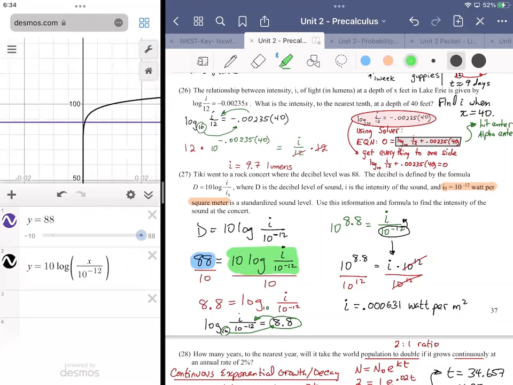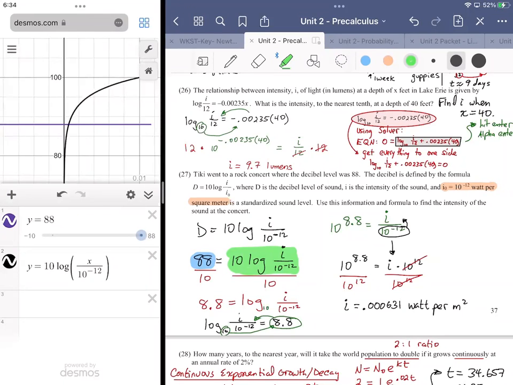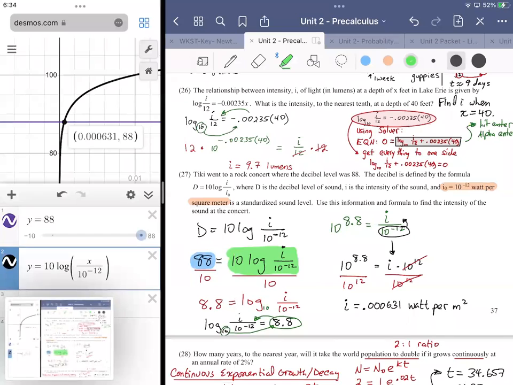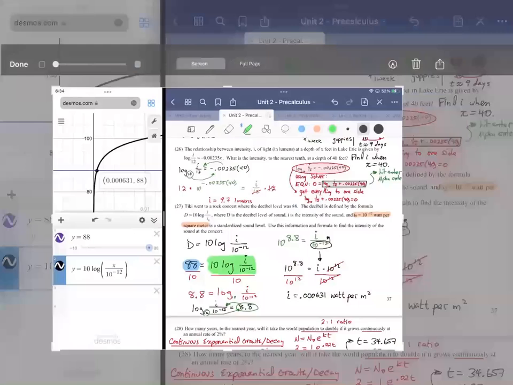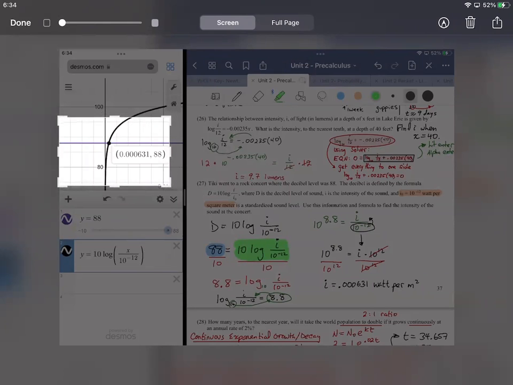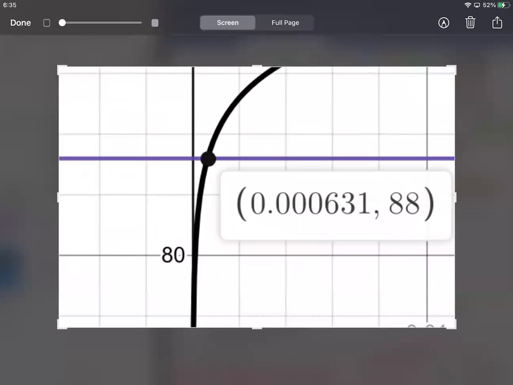Right, I can almost see that intersection. If I zoom in more, I can see it. Tap, tap again, and we get our 0.00631. All right, so you've got to kind of wrestle around with it a little bit. Good looking graphs, I'm going to keep it. But you'll get there. It's just a matter of being a little patient with it. All right. But now let's go with the solver approach on the TI.